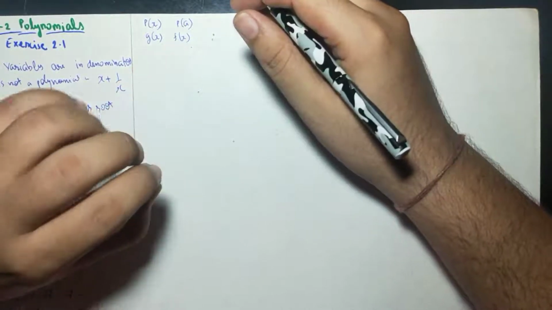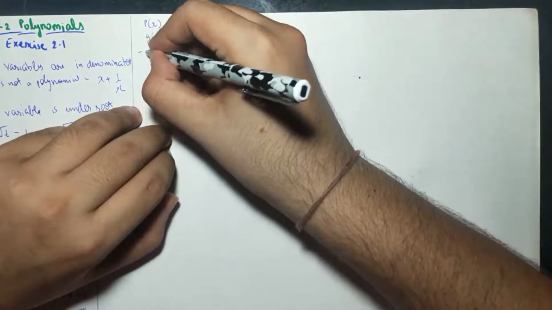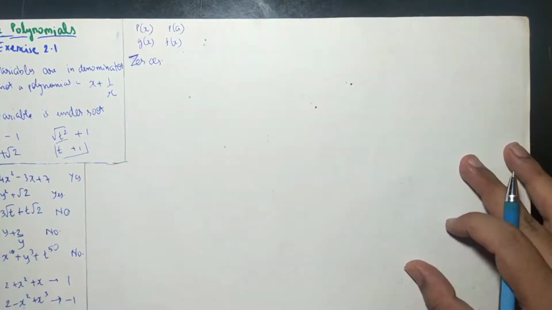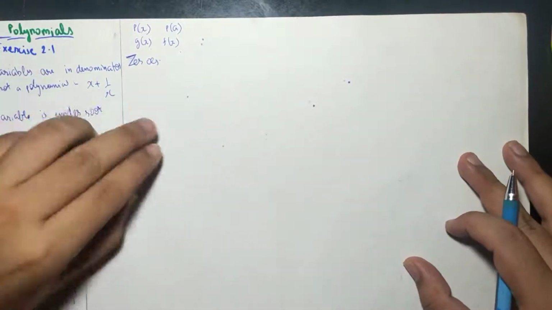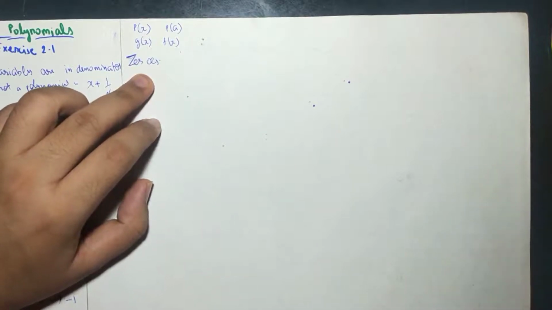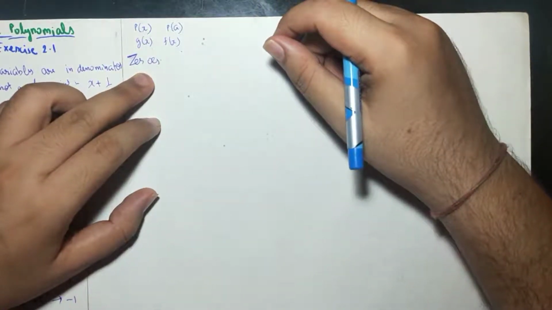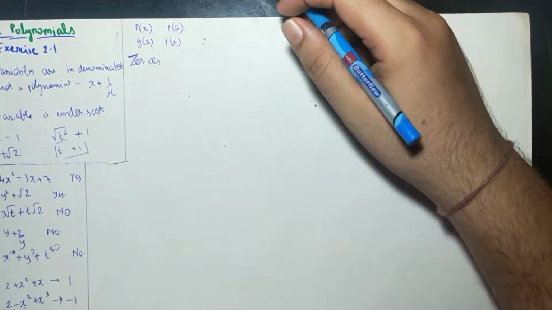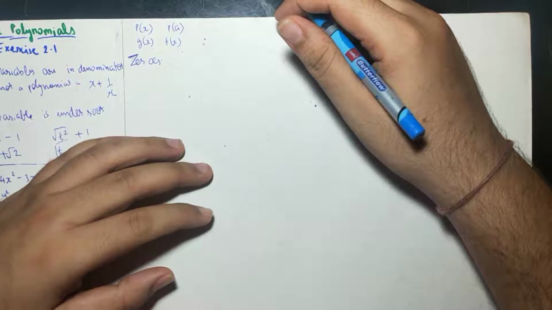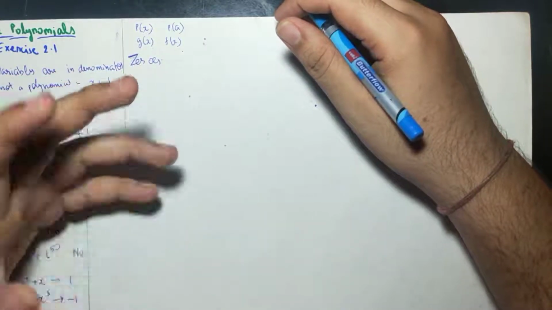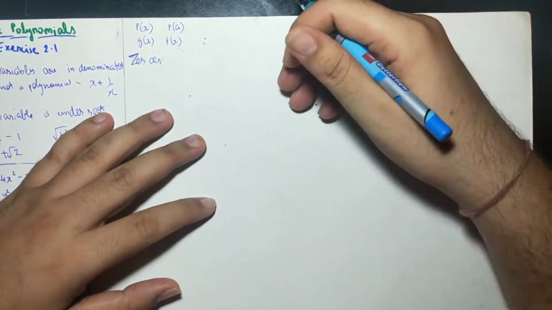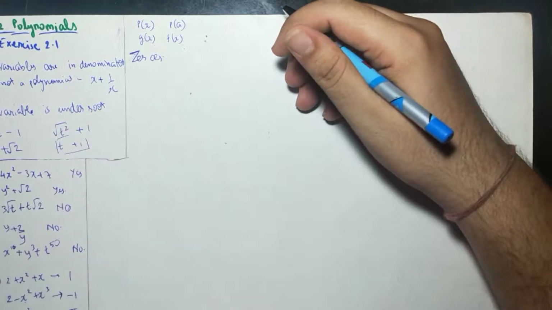And you should know what you mean by zeros of a polynomial. If you don't know about the zeros of the polynomial, go back to the video whose link I have given in the description. In that I have explained what you mean by zeros of the polynomial. In exercise 2.2, the values are given and we have to find whether they are the zeros or not, and in some we have to substitute the values also. So let us start with exercise 2.2.